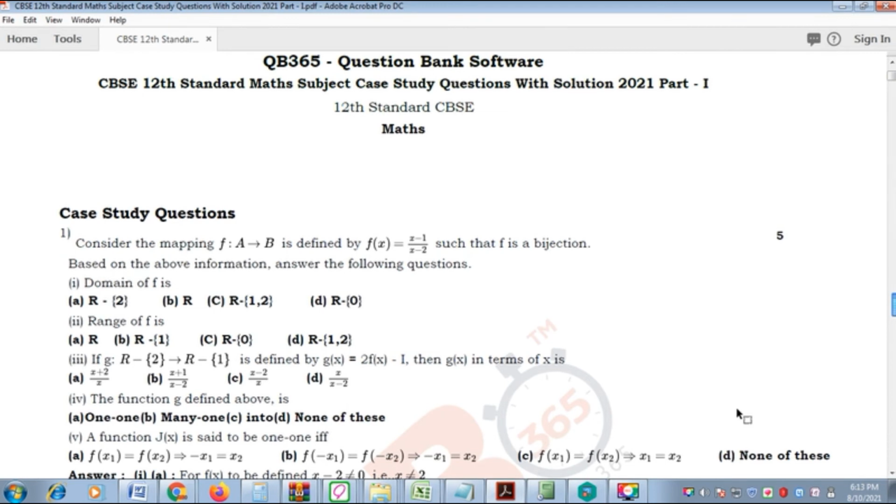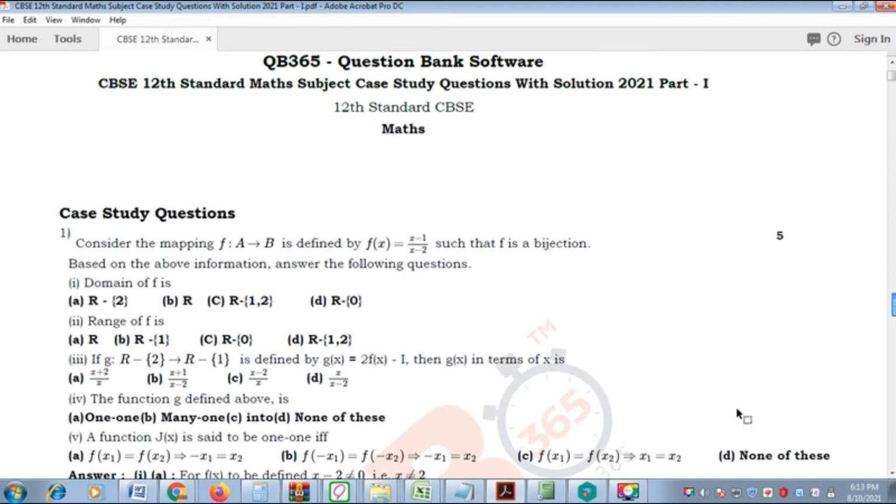So this is the case study question pattern. Every case study question has 5 different questions based on that paragraph. They provide 1 mark for each question, so totally it will be a 5 mark question, but in the form of 5 different 1 mark questions.